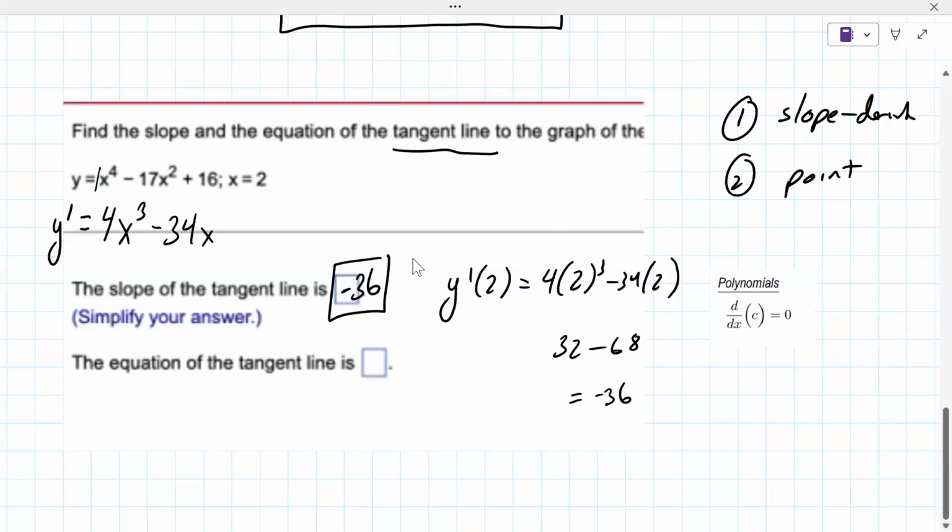All right. Now the equation of the tangent line, the tangent line requires a slope, which we have now. That's the slope, and then a point. You have the x value. So you have your x value here. To get your y value, you have to put 2 back into the original. So it's literally a point on the curve.